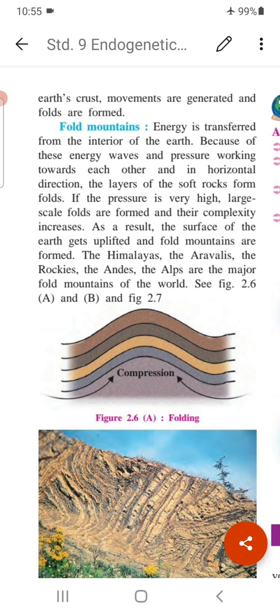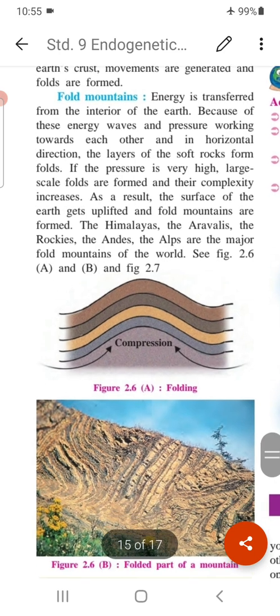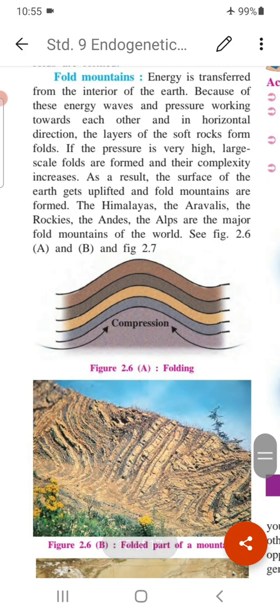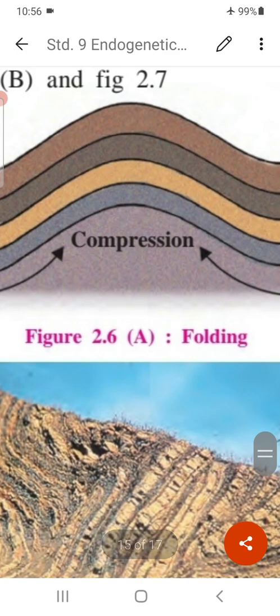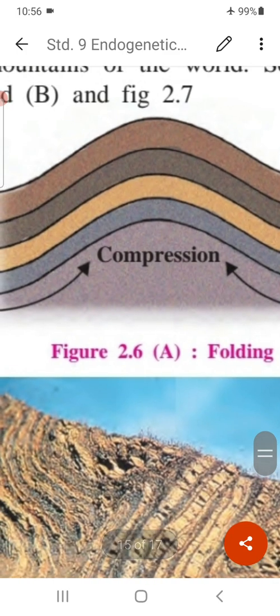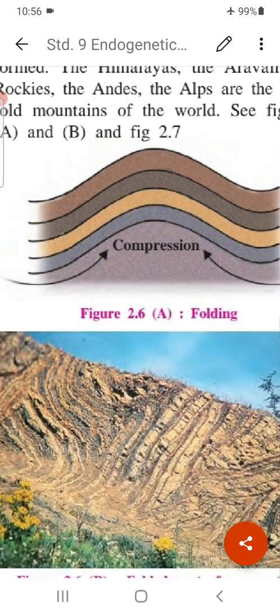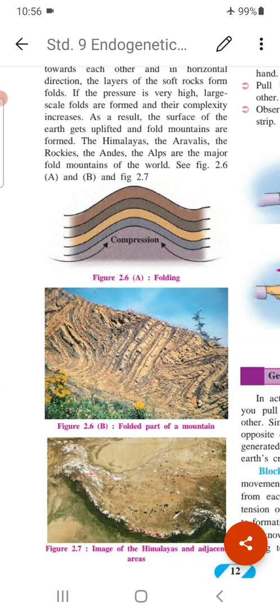What is meant by complexity? It becomes very much complex, and this complexity increases due to the high pressure. As a result, the surface of the earth gets uplifted and fold mountains are formed. See here in this picture, this diagram, this part is uplifted. What happens here? It is lifted upside and hence fold mountains are formed.